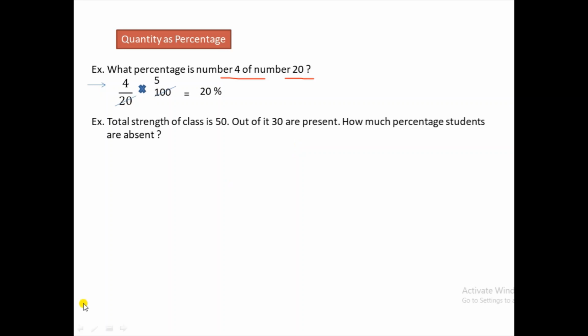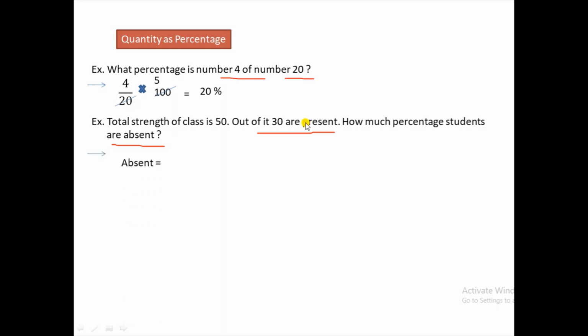Okay, next question: total strength of a class is 50. Out of it 30 are present. So how many students are absent? Okay, again there is a tricky question. They have given a count for present students, and what is asked is how many are absent.